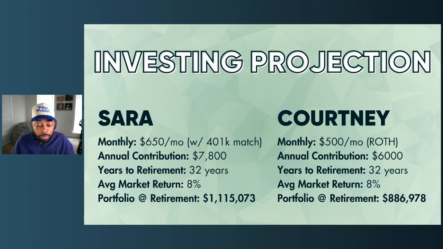Your average market return over the last 100 years or so ranges from like 8 to 12%. We're going to use the low end. All right, so we're going to use 8%. Her portfolio at retirement is estimated to be $1.1 million, as you can see here, $1,115,073.